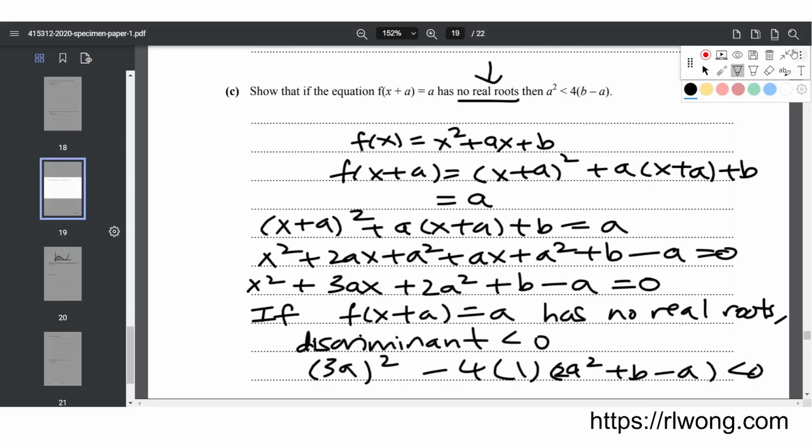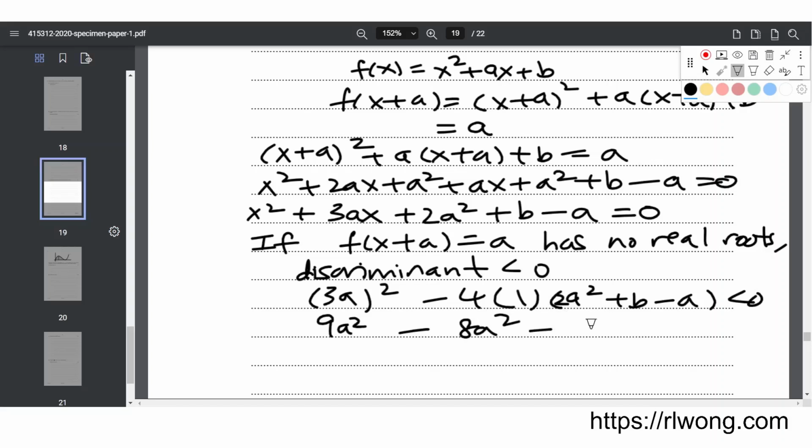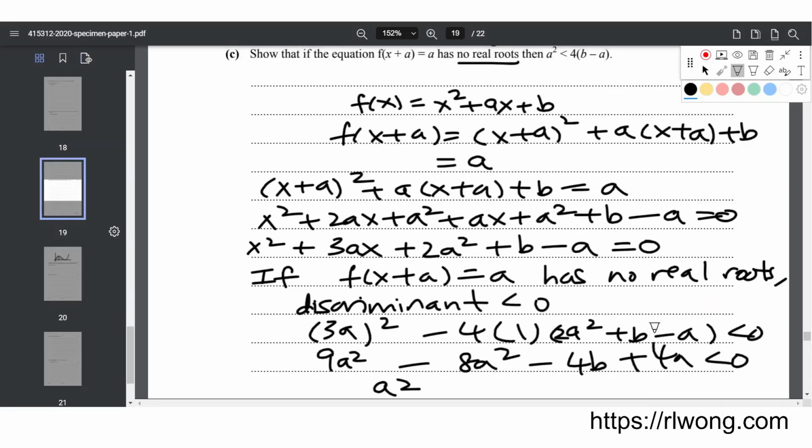Next I will expand and simplify to show that a squared is less than 4 times (b - a). So (3a) squared is 9a squared. Then I have -8a squared minus 4b plus 4a is less than 0. So 9a squared minus 8a squared is a squared. Then I move these to the other side because I need to prove this.